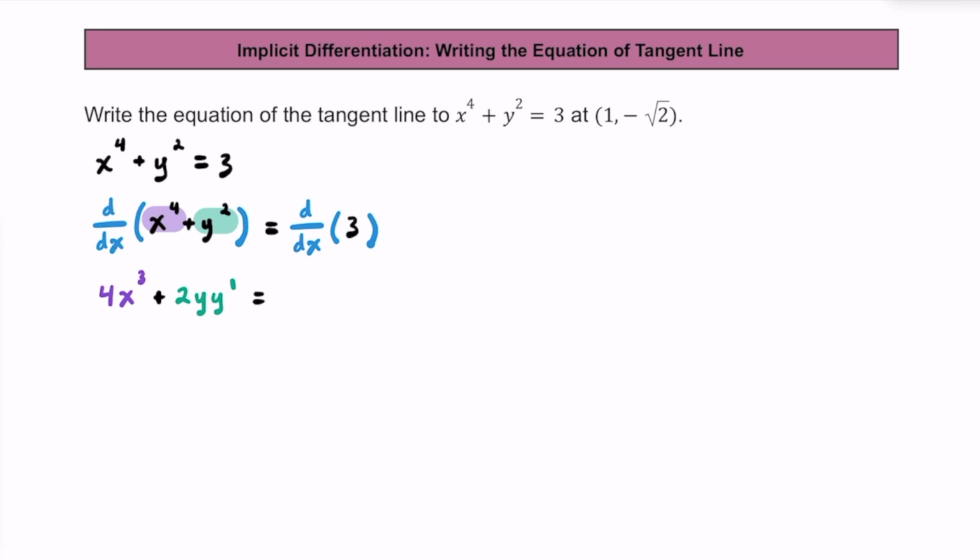Now on the right side of the equation, this one's a little bit more straightforward. If you take the derivative of a constant like 3, you're always going to end up getting 0. So the derivative of 3 is just going to be 0.